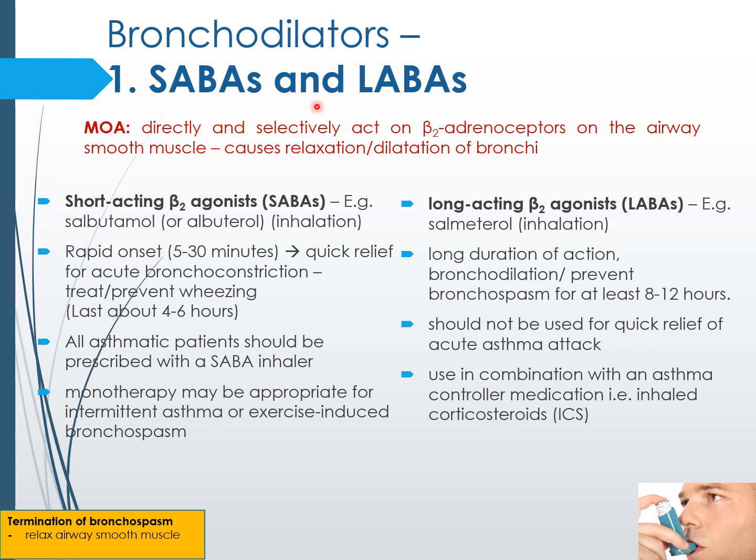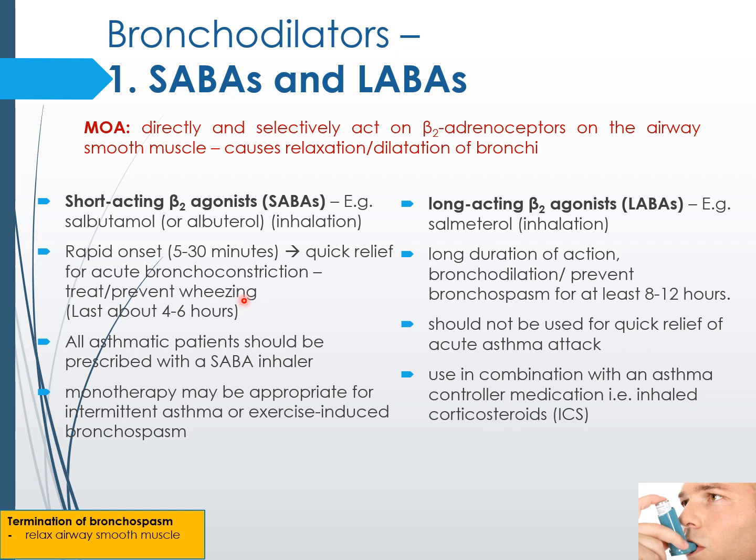Okay, the first ones are SABA and LABA, which are beta-2 adrenoceptor agonists. The mechanism of action is that they directly and selectively act on beta-2 adrenoceptors on the airway smooth muscle and cause relaxation or dilatation of the bronchi. We have two different types here, the short-acting and the long-acting. An example of the short-acting is salbutamol. For the long-acting it is salmeterol.